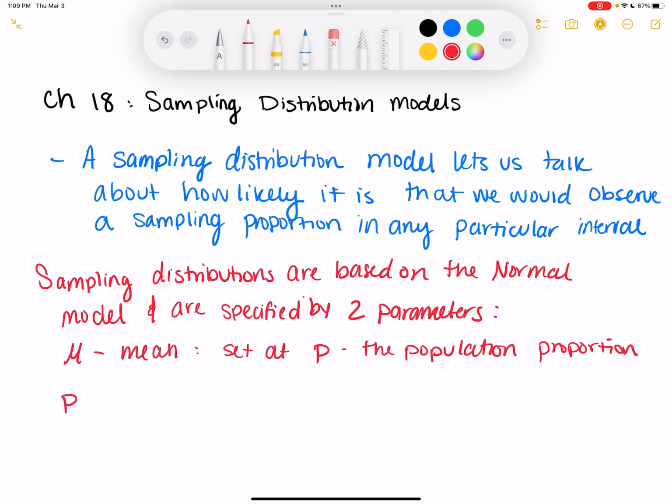P hat is the observed proportion in a sample.